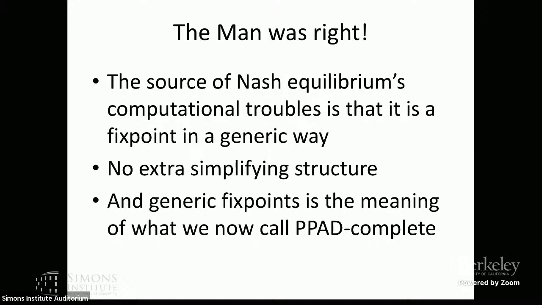The source of Nash equilibrium's computational trouble is that it is a fixed point in a generic way. It's just a fixed point, right? It has no extra simplifying structure. It took a lot of work to prove it, but it has no extra structure. And therefore, a generic fixed point is exactly what we mean by PPAD-complete these days. Okay, good.